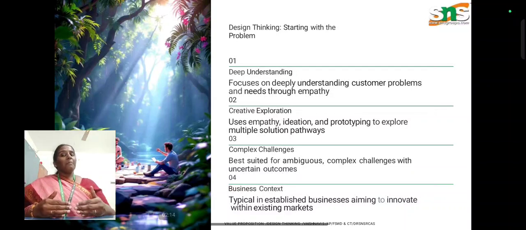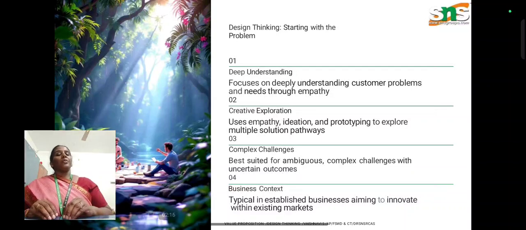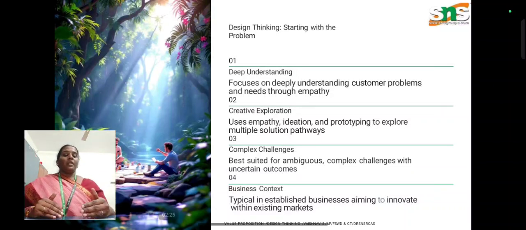And also the business entrepreneurs. So value proposition is essential in the business model, and also essential in prototype models, that is an existing method or existing model. So in business context, it is established business aiming to innovate with existing markets.